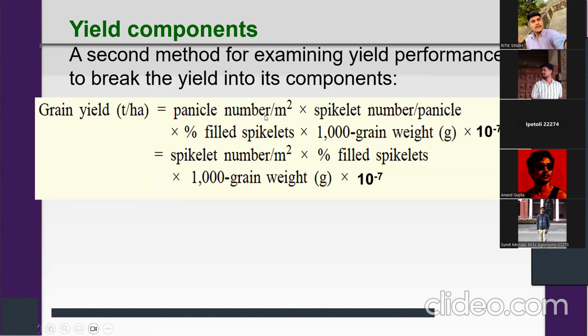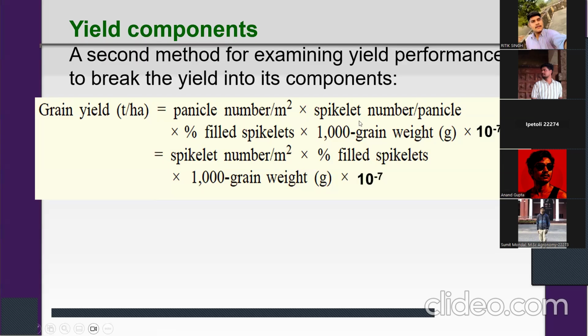Some units are in panicle number per meter square. Some are in per panicle, some are in percentage, some are in grams. Because the grain yield is given in tons per hectare, if you want to convert all these parameters into tons per hectare, then you need to multiply it by 10 to the power minus 7. You can do it yourself also, try to understand how this 10 to the power minus 7 has come.